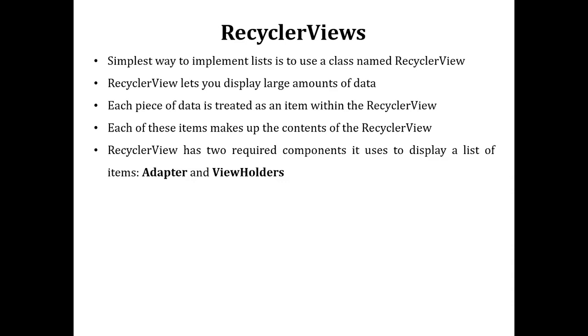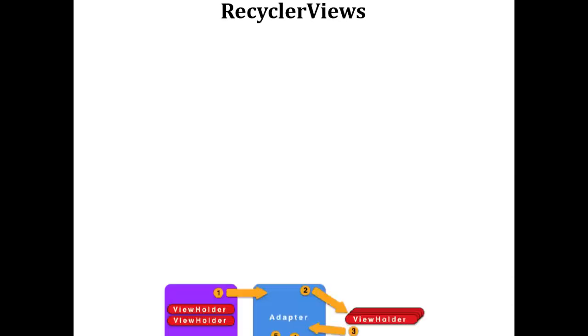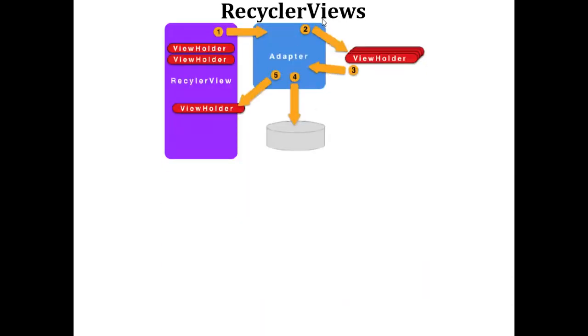So to display those atoms in list form, the adapter and view holder are the required components. Looking at the recycler view, this first part indicates the recycler view, and the second indicates the adapter. So how is the recycler view interacting with the adapter and view holder? Because to display the atoms in the recycler view, these are the two required components.